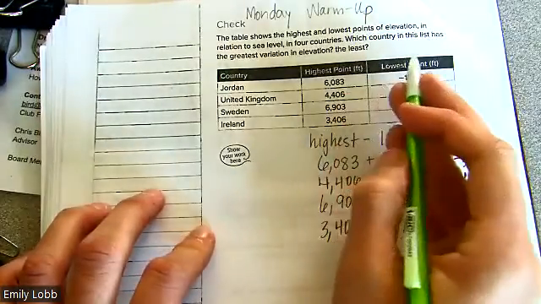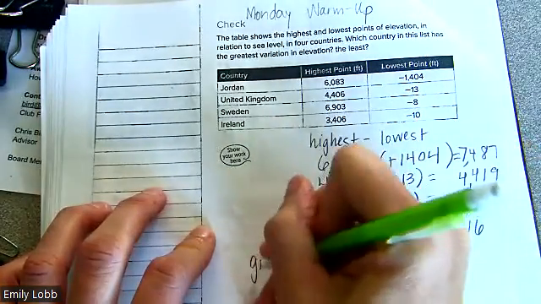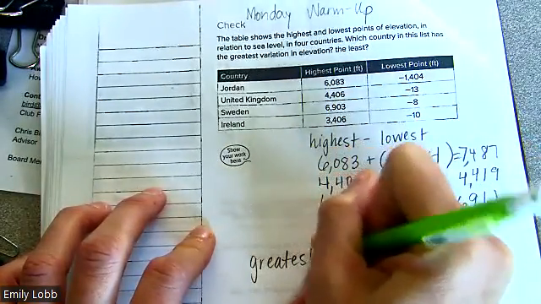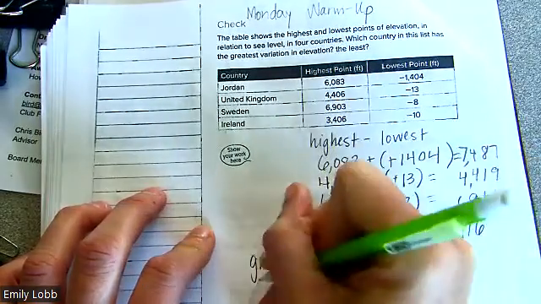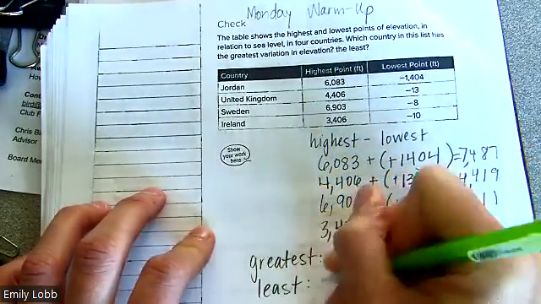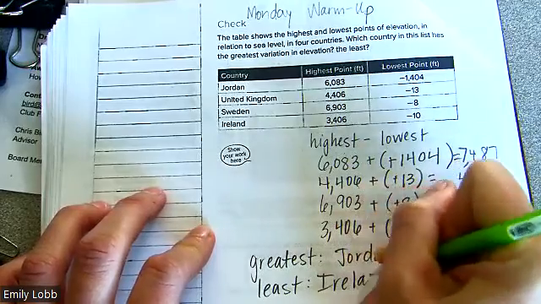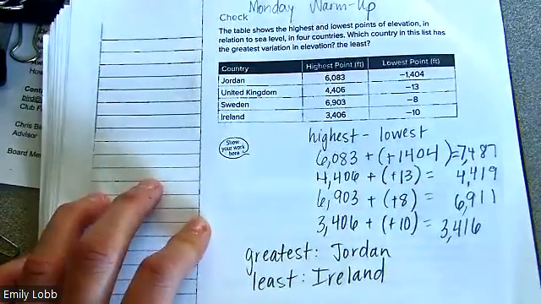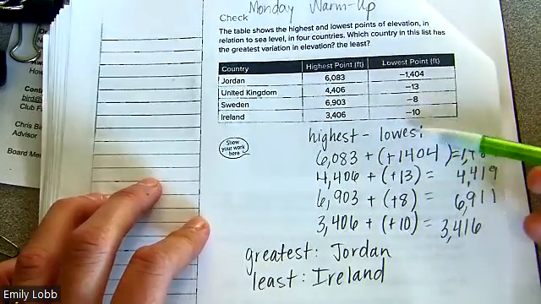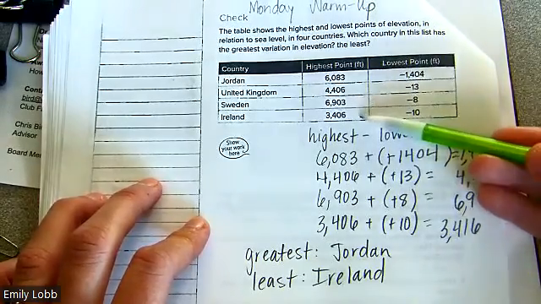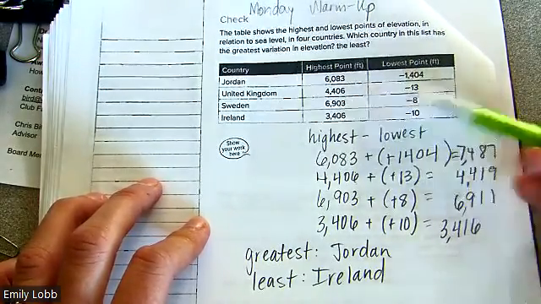So which country in this list has the greatest? Good. And the least variation? Excellent. Do we understand that when we subtract the negative, we add the opposite? So essentially, with negative 10, you have to go 10 to get to the 0, and then that many more to get up to that highest point.